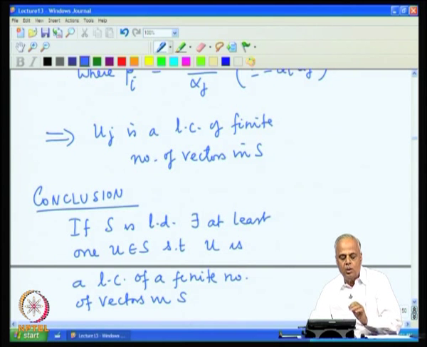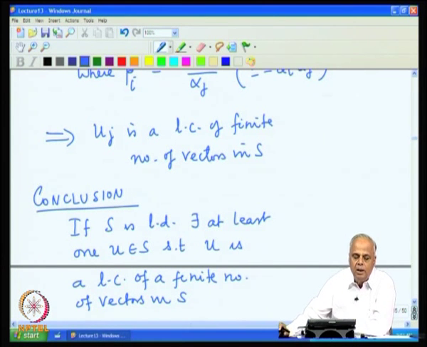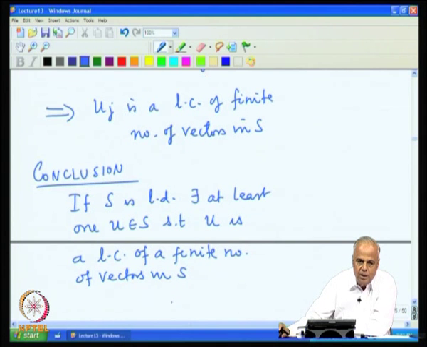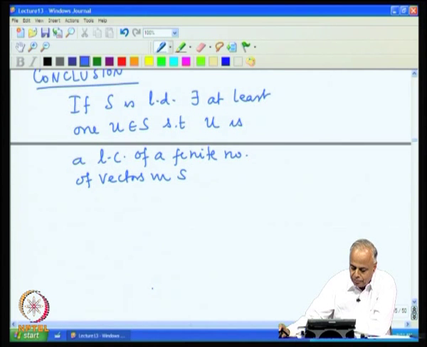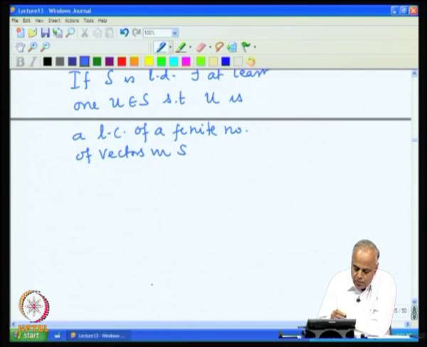The first one was that every non-empty subset of a linearly independent set is linearly independent. The second one was the dual result that every superset of a linearly dependent set is linearly dependent. The third is that whenever you have a linearly dependent set, at least one vector is a finite linear combination of the others. Now, let us look at the specialization when we look at a finite set.